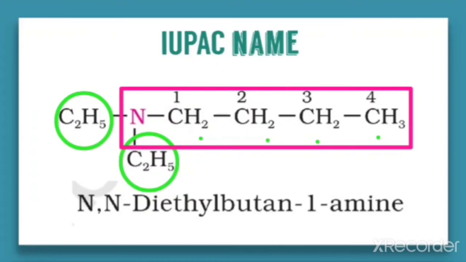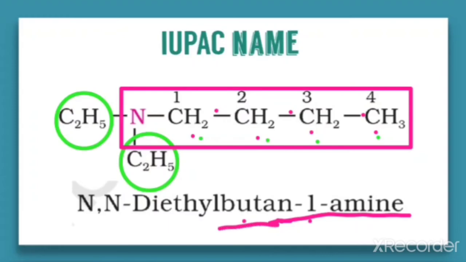So in this case, because 4 carbon atoms are there in the main chain, we have to use the word root but, and all the bonds between these carbon atoms are single, therefore we have to use the primary suffix an, therefore butane and butanamine. Or we can just write it as butanamine. It is butanamine or butane-1-amine.